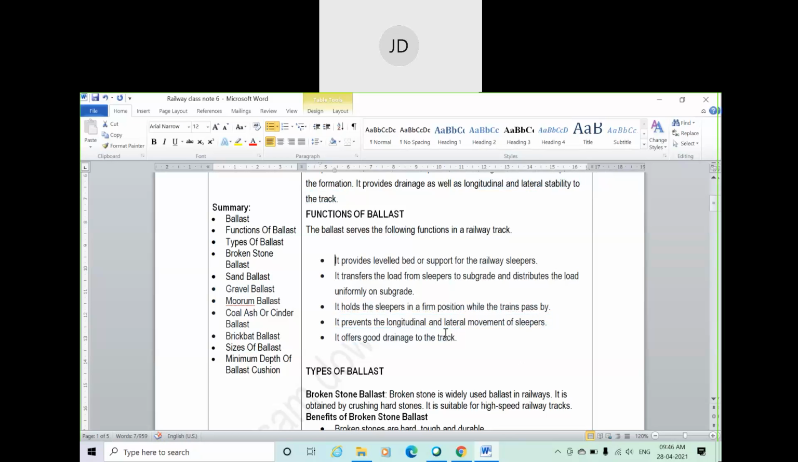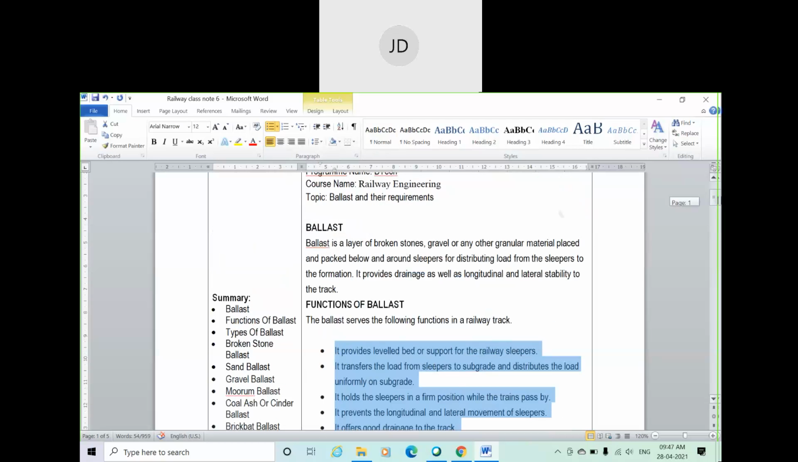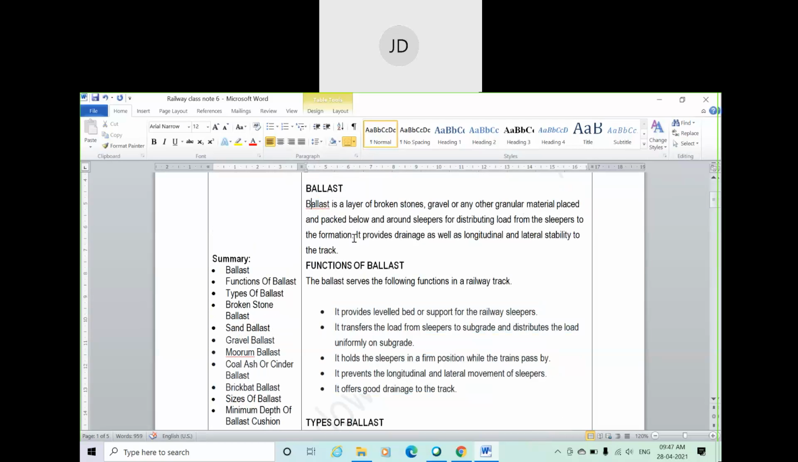All these points can be found from this definition. If you know this definition, you can find out the functions very easily. They are interrelated. So it is kind of smart work. Try to remember either this definition or this function, any one, and you will get the idea.